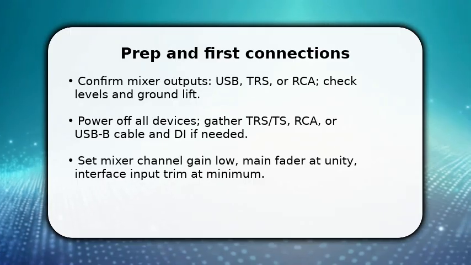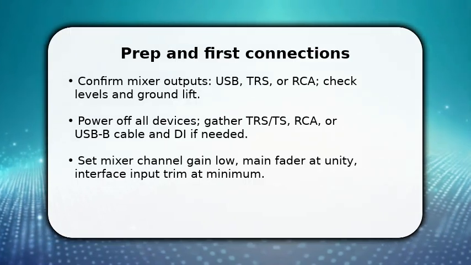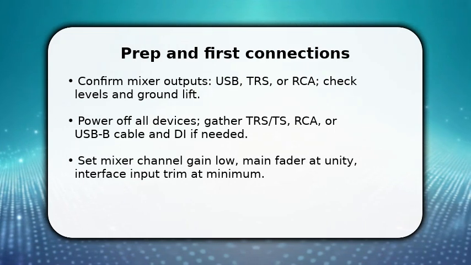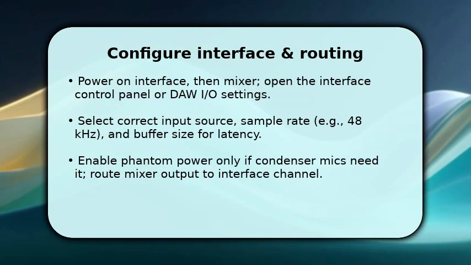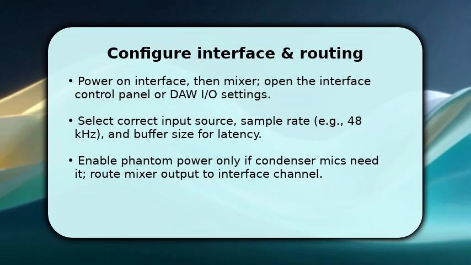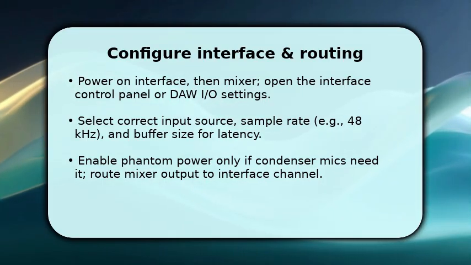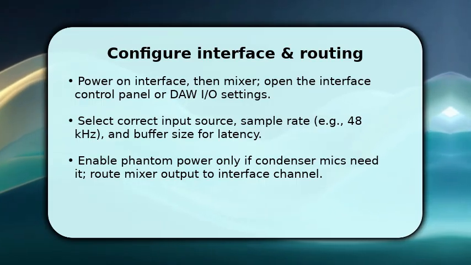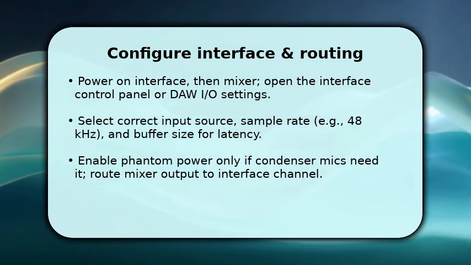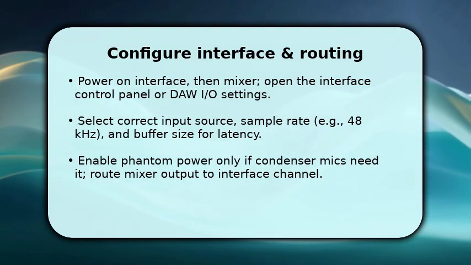Make sure the interface is still off or disconnected from the computer while wiring, because that prevents pops and potential damage. Now power the interface, then the mixer, and set up routing. Open your interface control panel or DAW and choose the input channel you connected. Set sample rate to 44.1 or 48 kHz depending on your project.